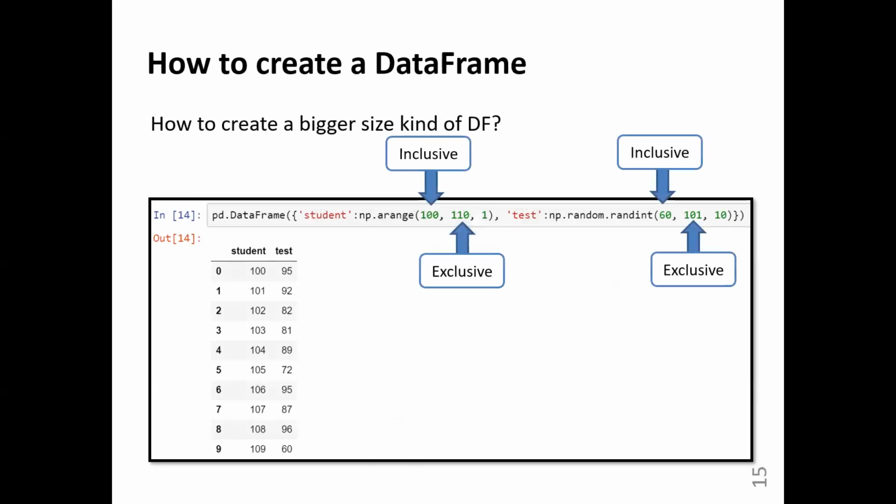Okay, let's go to method 4, which is a combination of previous methods. In this case, we have that key value thing, but in the value part, we do not pass a list. We have some calculations. For example, here we say numpy arange, and that range would be from 100 to 110, and can anybody tell what is that number 1 here?